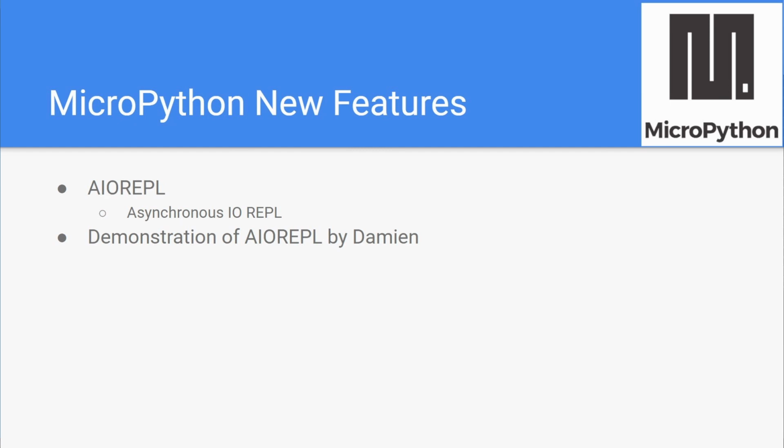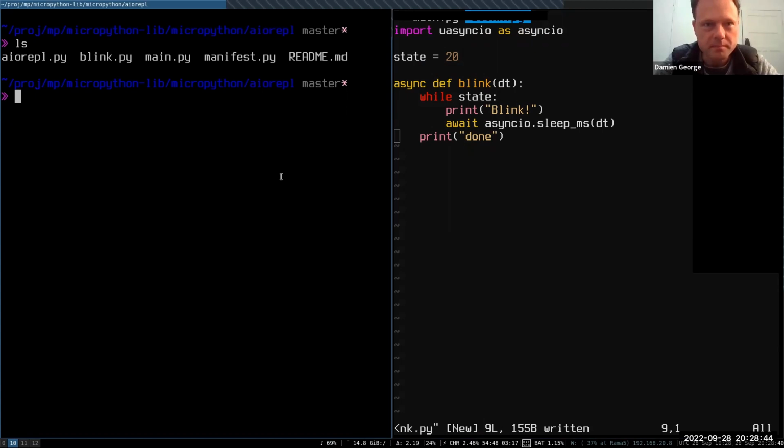So this is AIO REPL, which Jim wrote and merged recently. Asynchronous IO REPL. So it's kind of like having a task, a task which is the REPL. That's what it is. It's kind of like having a shell. When you log into a Linux machine, you can have a shell, and you could have lots of shells. So you could actually have lots of AIO REPLs at once.